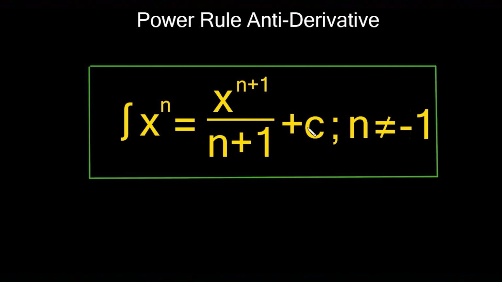That is representing our constant of integration, and we will talk about that. And then you have n cannot be equal to -1, because if n is equal to -1, then you'll have division by 0, and then the whole thing becomes undefined. All right, so we're going to show you how we're going to apply this rule in the following examples. It is pretty straightforward. So let's go ahead and take a look at our first example here.